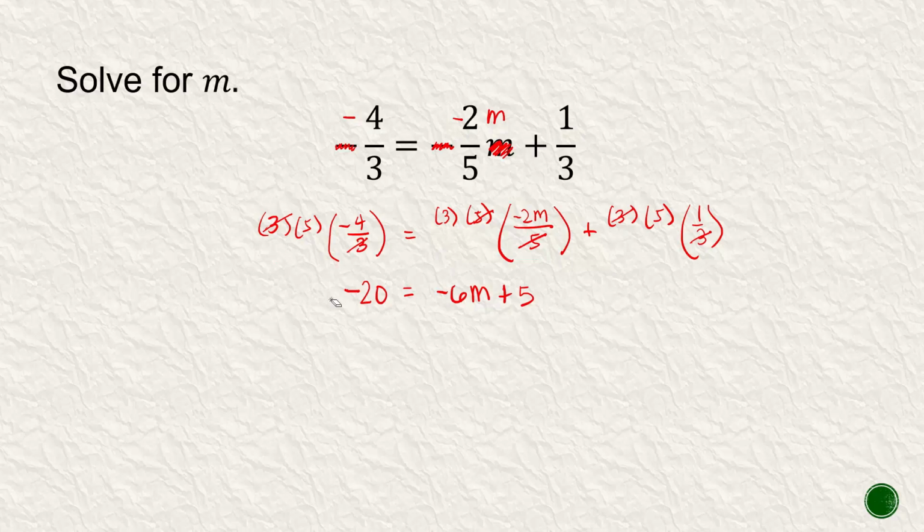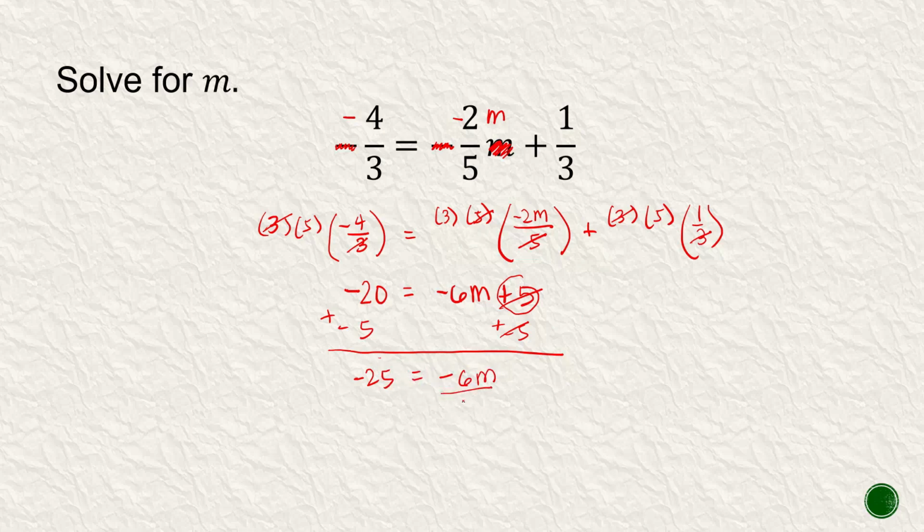Okay. So now I will remove the 5 first by adding negative 5 on both sides. So this will be 0 now. Negative 20 plus negative 5 is negative 25 equals negative 6m.